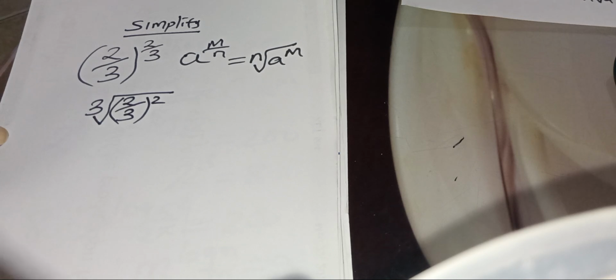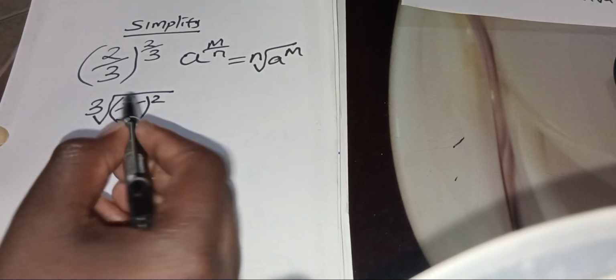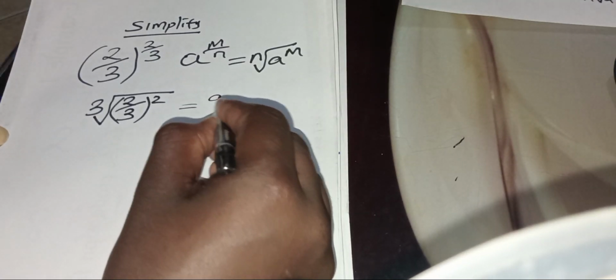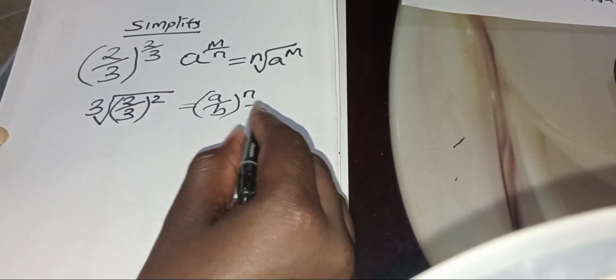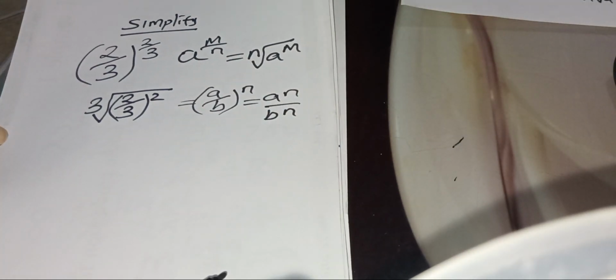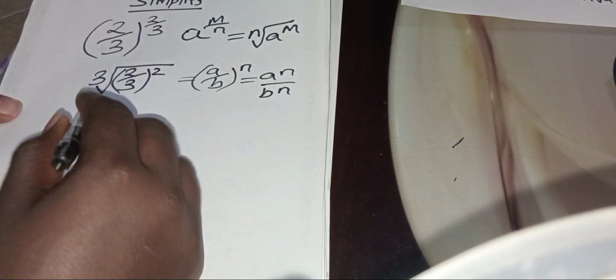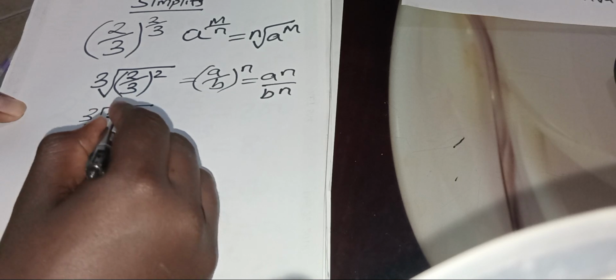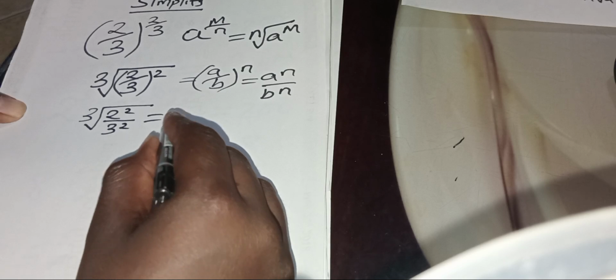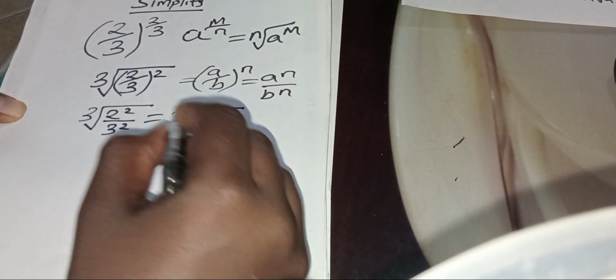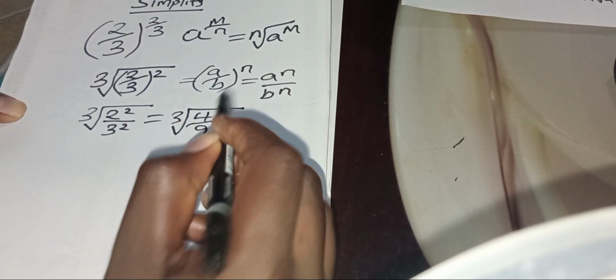Now (2/3) to the power 2 is in the form of a divided by b to the power n, which can be expressed as a to the power n divided by b to the power n. Applying this property, this is the same thing as the cube root of 2 to the power 2 divided by 3 to the power 2. And this is the cube root of 4 divided by 9.